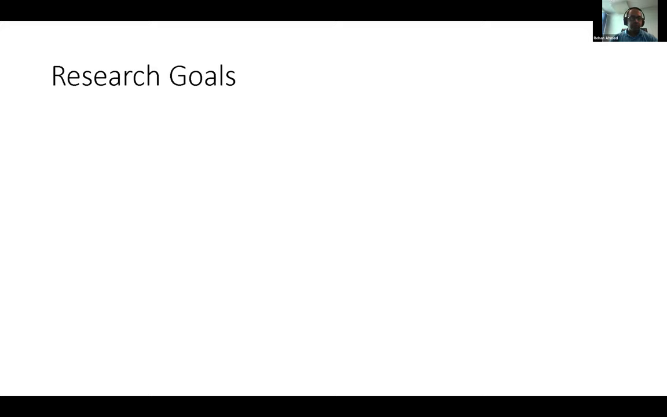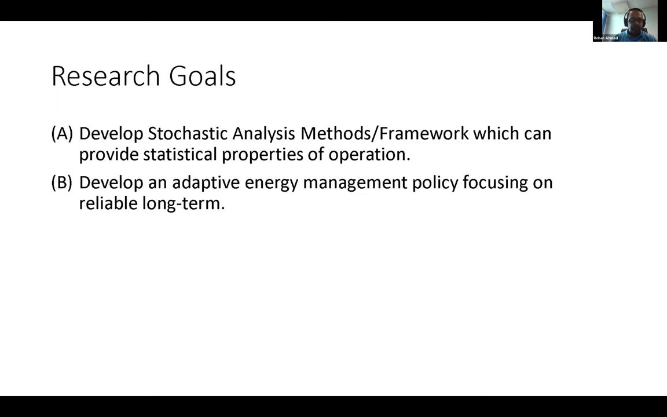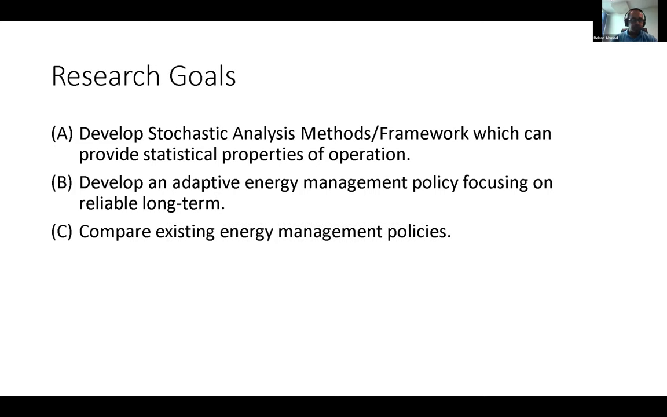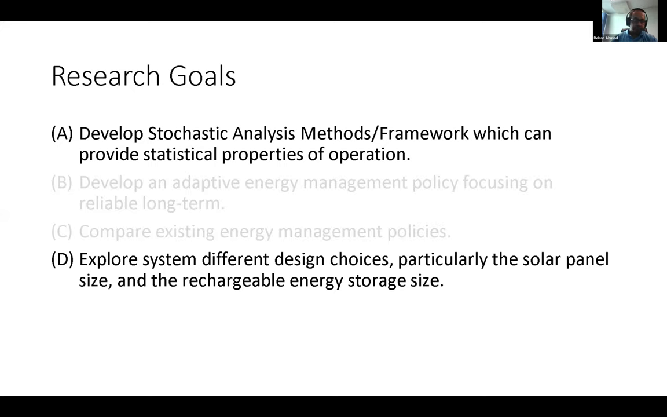So moving on to the concrete research goals, in this work we develop a stochastic analysis framework, which can provide several statistical parameters for operation, for example, the average energy consumption within a certain time frame, or the probability of battery depletion. We also develop an adaptive energy management policy, which uses this framework. We compare this against existing energy management policies, and we also explore certain design choices. So a detailed design space exploration for the energy harvesting node is also done, and I'll be discussing these results later on. In the interest of time, I'll just be explaining points A and D. For B and C, of course, you're more than welcome to go over the paper.